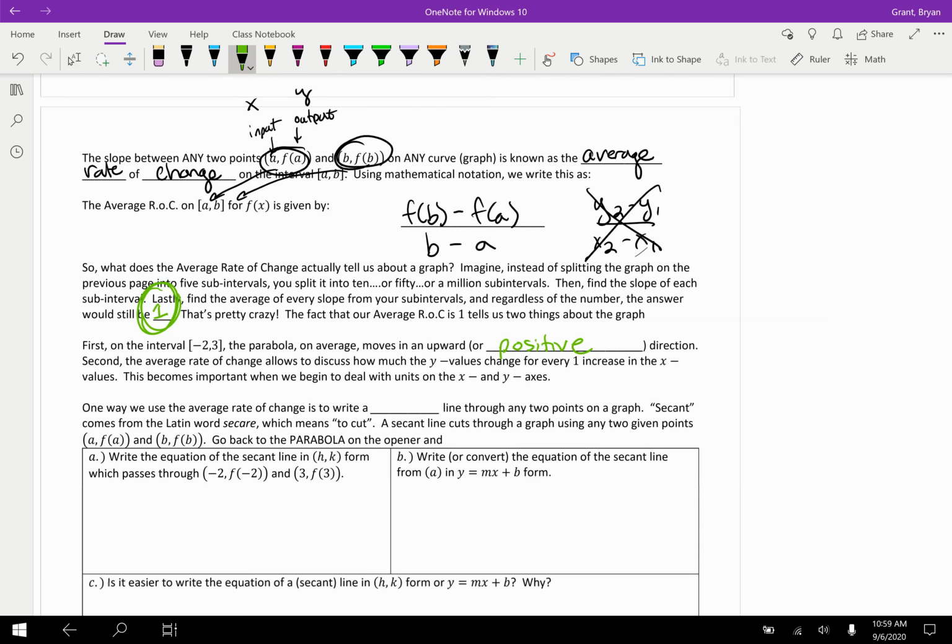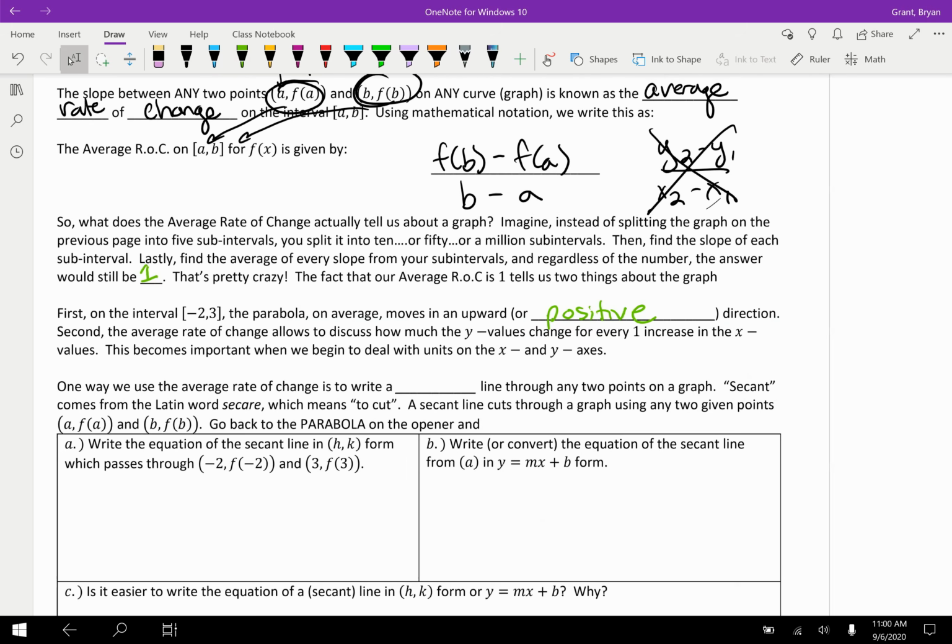If it was a negative value, it would mean over that interval, the graph goes down more than it goes up. Okay. Second, the average rate of change allows us to discuss how much the y values change for every one increase in the x direction, right? On average. So on average, the y's are increasing by 1 for every x value increased by 1.